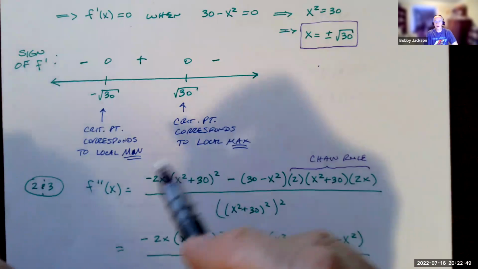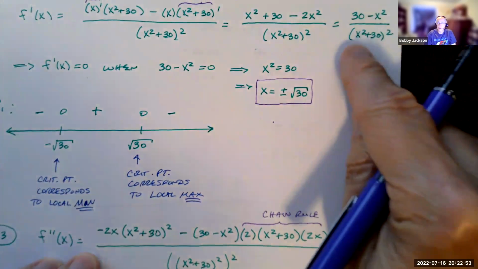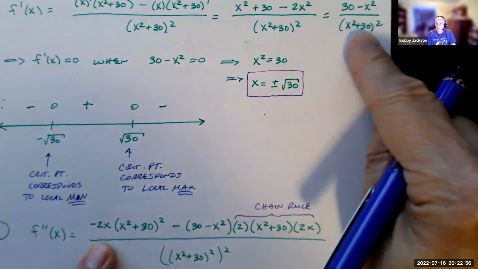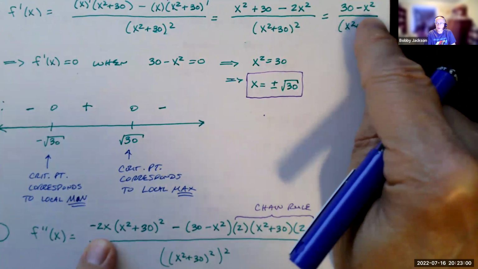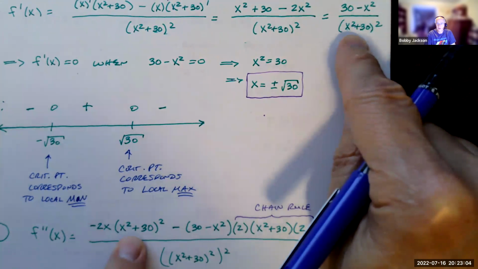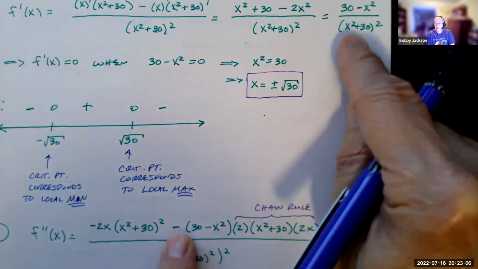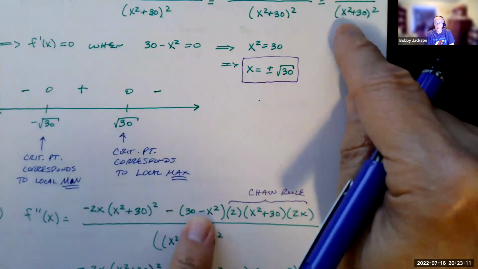The second two parts, we need the second derivative for, so I need to take the derivative of the derivative. Again, I'm going to use the quotient rule. So I've got this up here. I take the derivative of the top. What's the derivative of 30 minus x squared? So the answer is negative 2x, times the bottom, which is x squared plus 30 squared, minus the top, 30 minus x squared. Notice I have that in parentheses, times the derivative of the bottom.